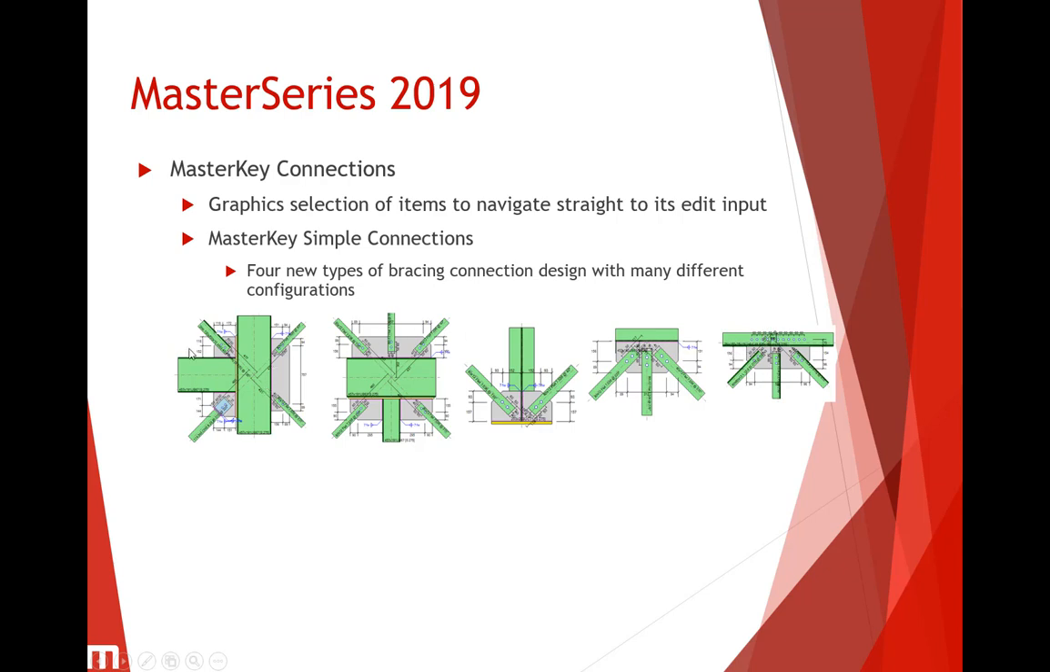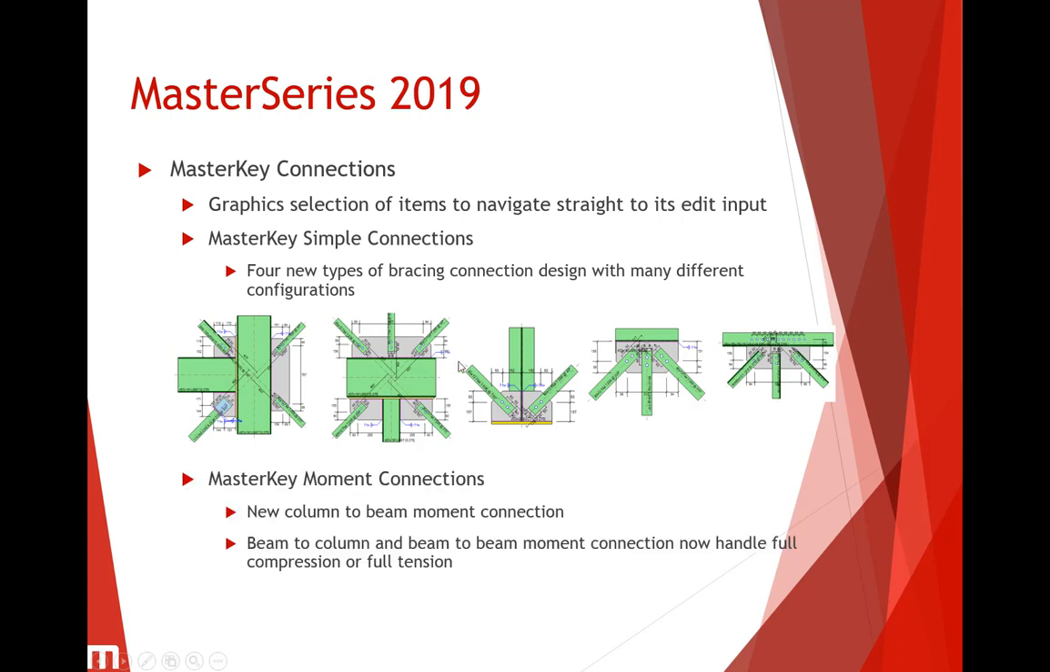We're going to take a look at those where we've got vertical bracing to a major column, vertical bracing to a major beam, and vertical bracing to a base plate. Here we've got actually horizontal bracing to the minor axis of a beam. And finally, we've got some vertical bracing to a beam, which is actually an angle, so it's a fully bolted connection in this scenario. The MasterKey Moment connections as well see some new improvements.